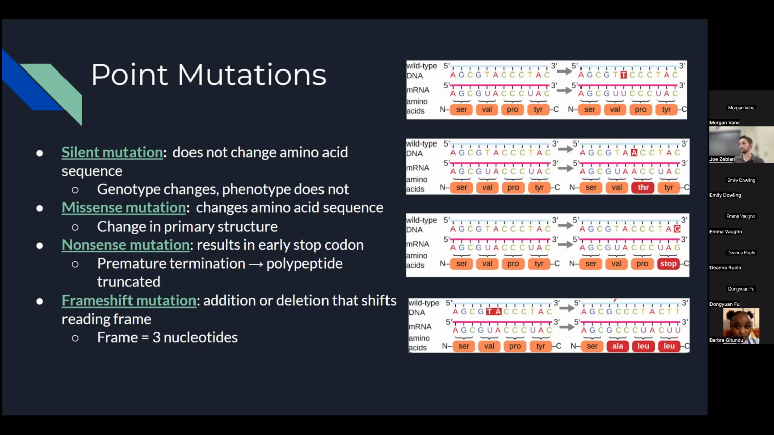If we look at these diagrams over here, you can see that the A on the top is changing to a T. And then if you compare that to the frame shift, the TA are being completely deleted. So that's like the main difference.